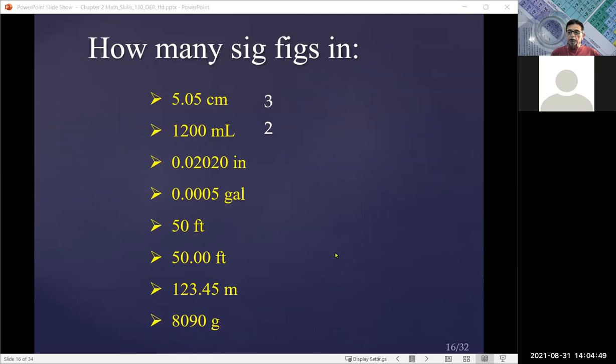0.02020. A little more complicated. Those 2 zeros in front are the leading zeros, so they wouldn't count. The zeros between the 2 are captive, so they will count. And then the last 0 is a trailing 0. Ask the questions: there's an integer in front and there's a decimal point, so it counts. So we got 4 exactly.